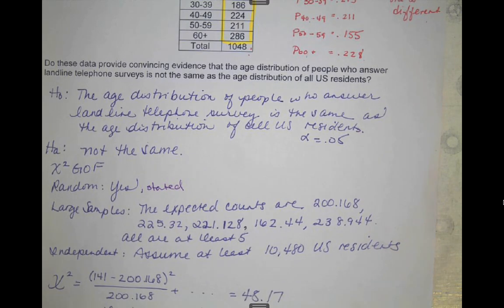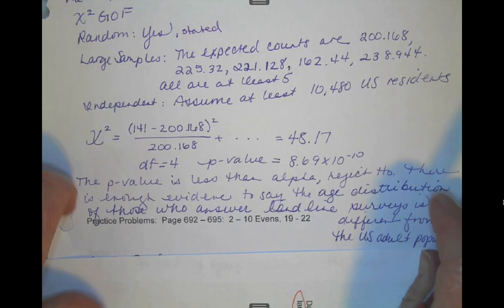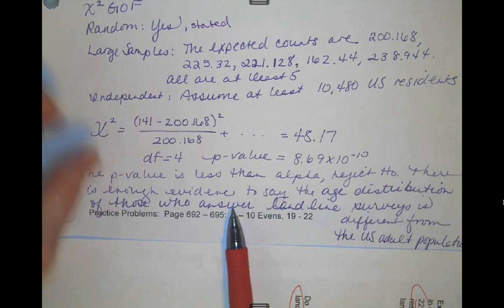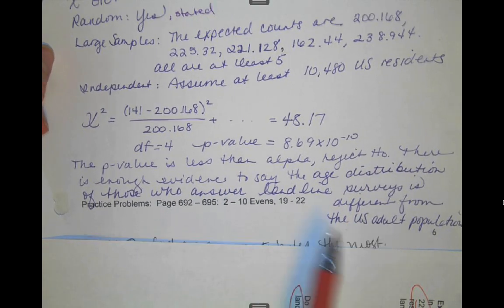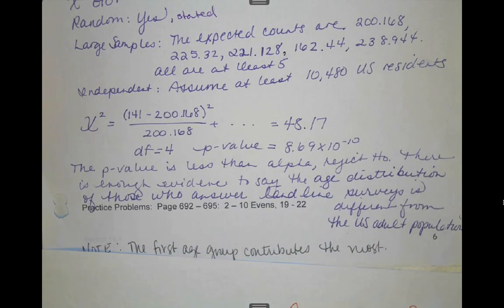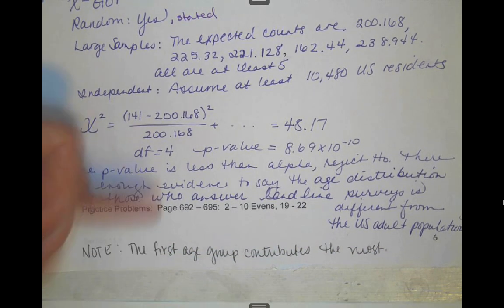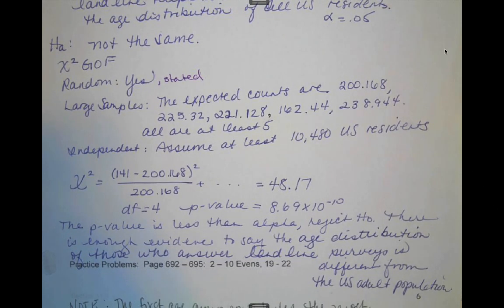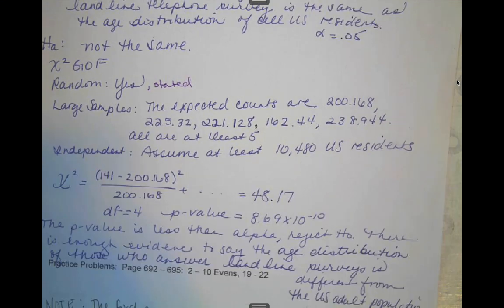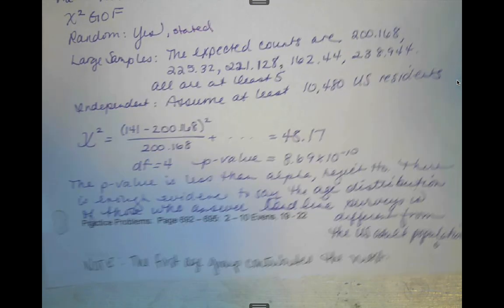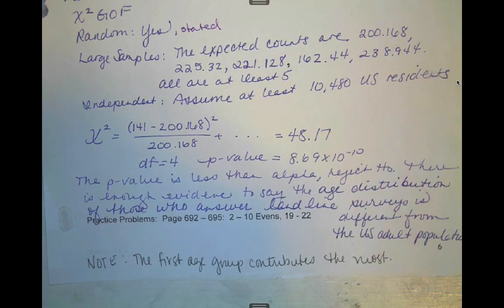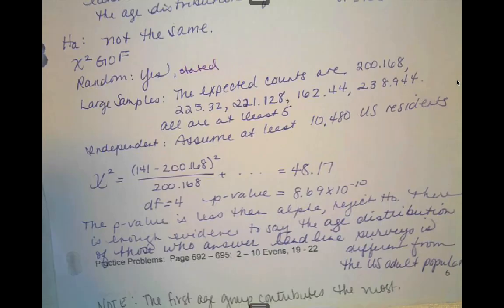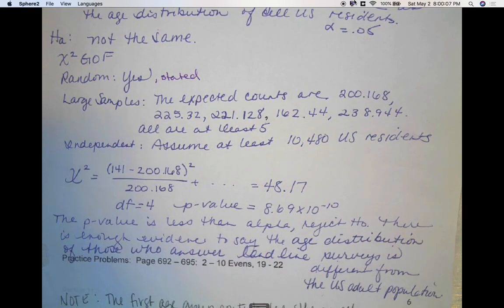But here, I can say the p-value is less than alpha, so I can reject H0. There is enough evidence to say the age distribution of those who answer the landline surveys is different from the U.S. adult population. And again, if I was doing a follow-up analysis, I could just say the first age group contributes the most. All right, that's it for goodness of fit. I will say that in AP Bio, you might do it a little bit differently. This is how the statistician does it. The AP biologist does it a little bit differently.